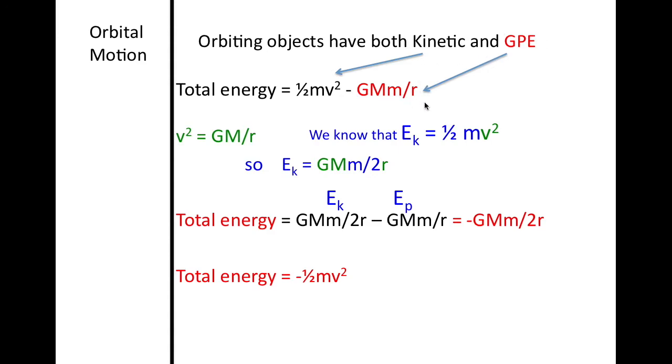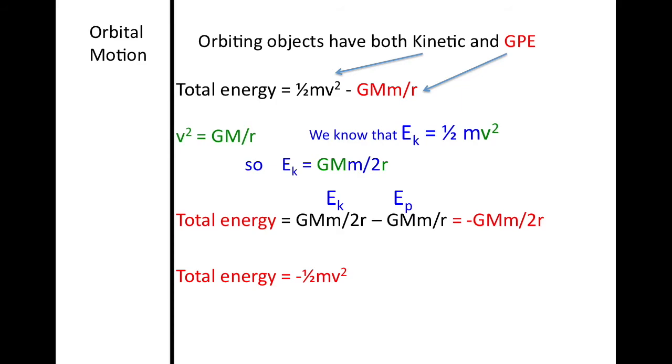m divided by r. If we move v squared over by itself, then we get g times m divided by r. Knowing that the kinetic energy is 1/2 mv squared, we can just take this gm divided by r and plug it into this equation here, and that would give us the kinetic energy equaling g times m of the second object divided by 2r. This is our kinetic energy.